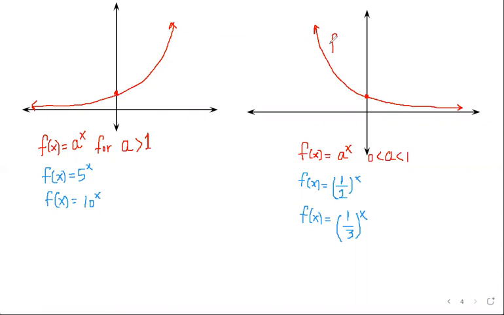So this is f of x here equal a to the x, and here f of x equal a to the x. Here is the x-axis, and this is my y-axis. Here's the y, and here's the x.